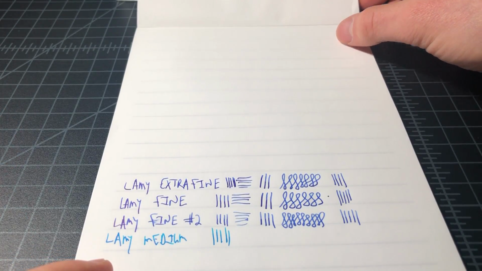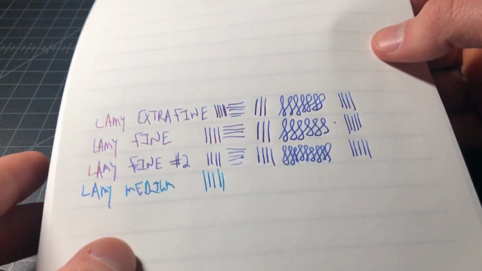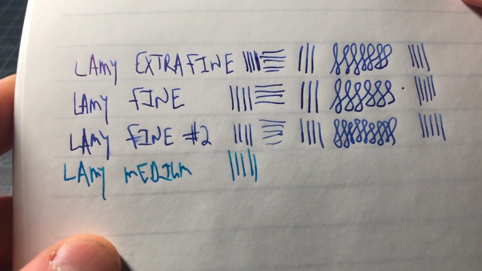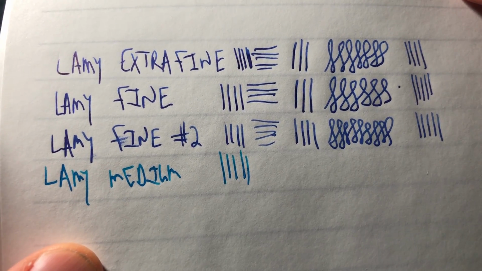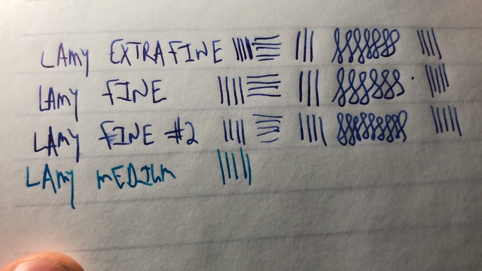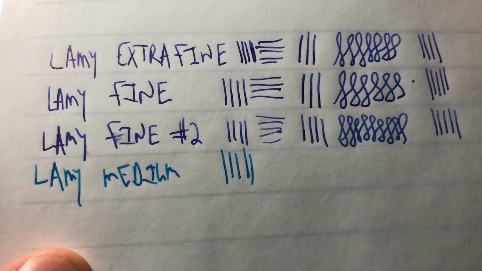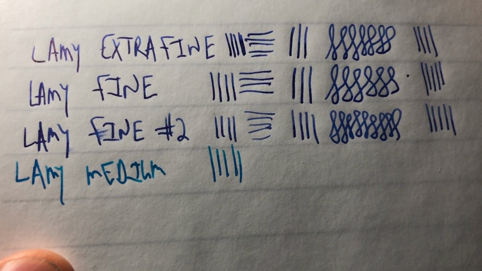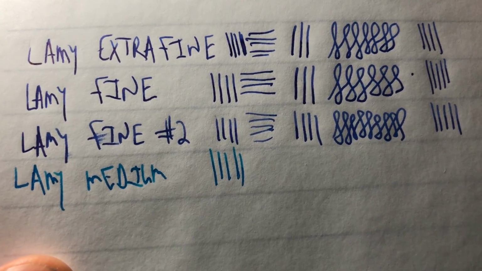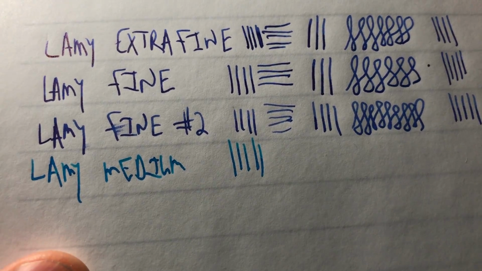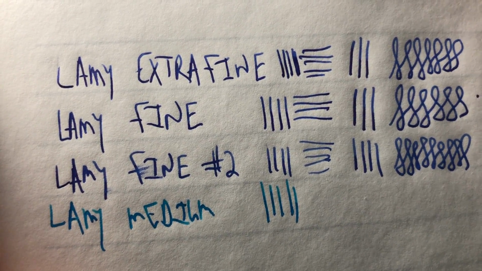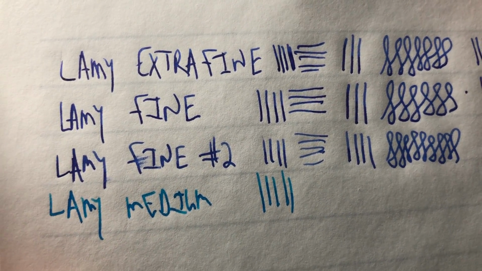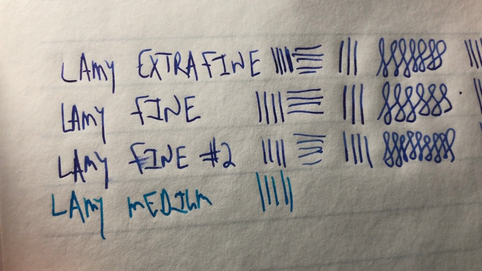Lastly, we'll move over to a Tomoe River paper, and this is a paper with very high ink resistance. So if anything, we should see the least spreading here, and this should be the most accurate portrayal of the difference between extra fine and fine. Again, I did the medium for reference there. So looking at the top, we see the extra fine, and then the fine. And fine number two is just the Vista. I forgot I had that.